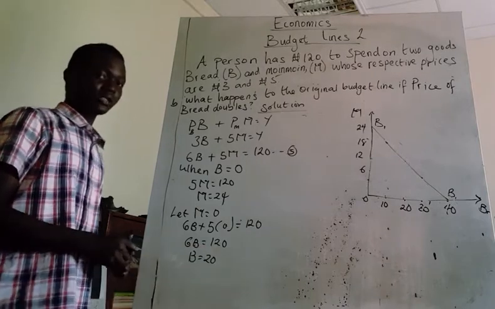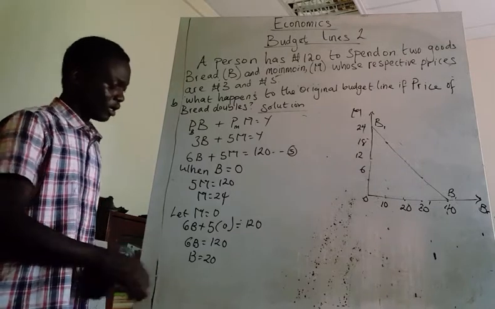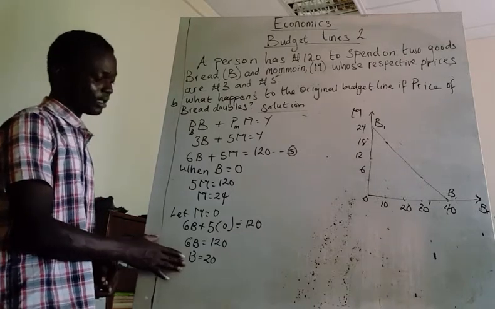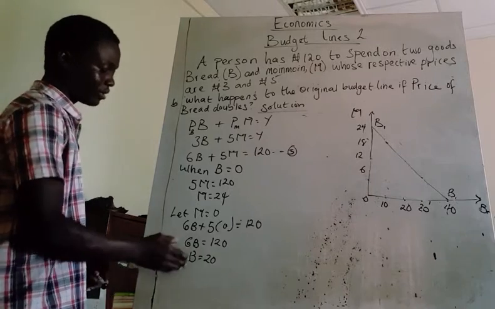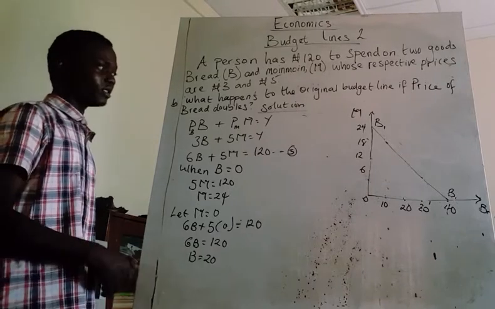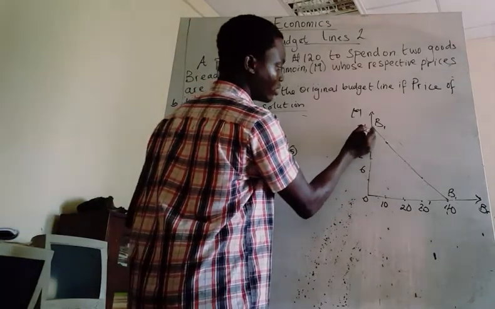Now at the higher price, the quantity of bread that our consumer can afford has been reduced from 30 to 20. Rather, this is what has been reduced from 40 to 20. So this is what we just have.